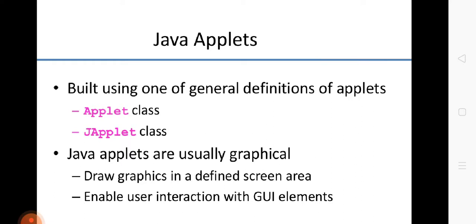Okay, Java applets are usually graphical, and with the help of these applets we can draw graphics in a defined area, and with the help of an applet our user will be able to interact with the GUI elements, meaning a graphical user interface will be provided when you create an applet, or when you place an applet on the web page.